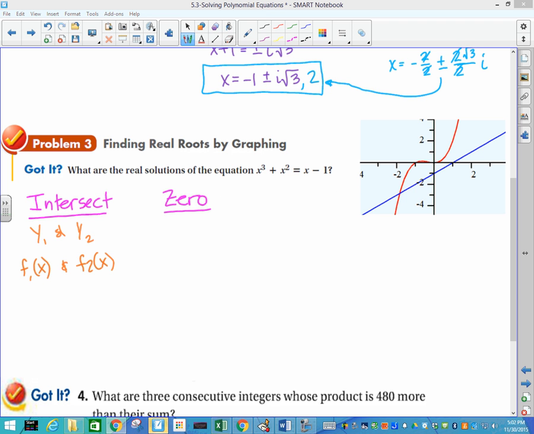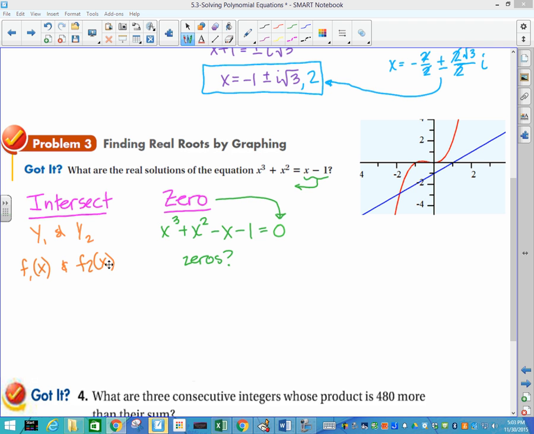The zero method is when we take everything to one side, okay? And that's when we did that. You've done that recently also. And that would give me x cubed plus x squared minus x minus 1, and you set it equal to 0. So that's why it's called the zero method. And then you're looking for your zeros.